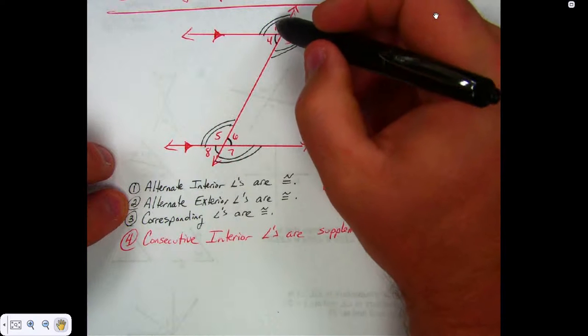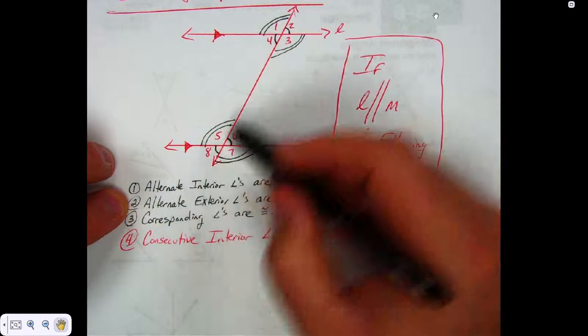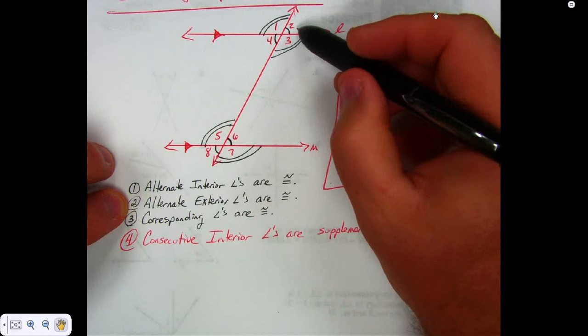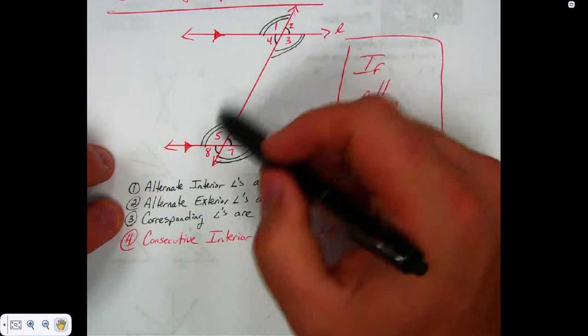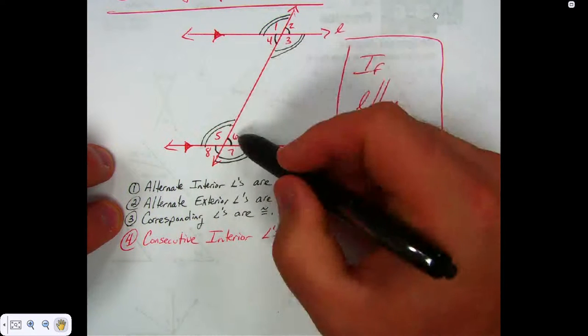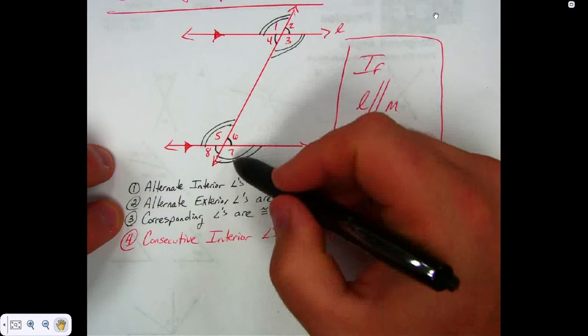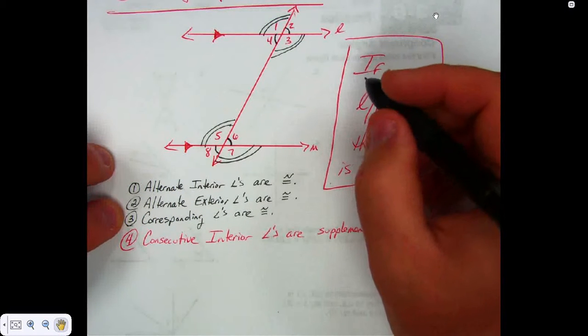7 is congruent to what? Works out, doesn't it? 8 is congruent to what? 2. Corresponding angles are congruent. That would mean top left would be congruent to top left. 1 is congruent to what? 5. 2 is congruent to what? 6. 3 is congruent to what? 7. And 4 is congruent to what? 8. Okay, here's where people have problems.